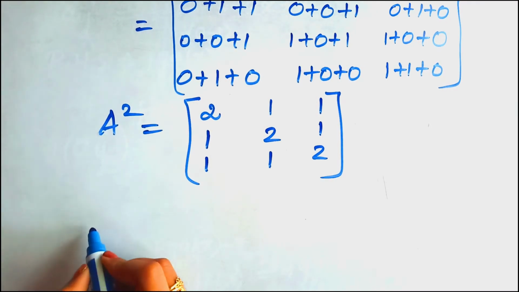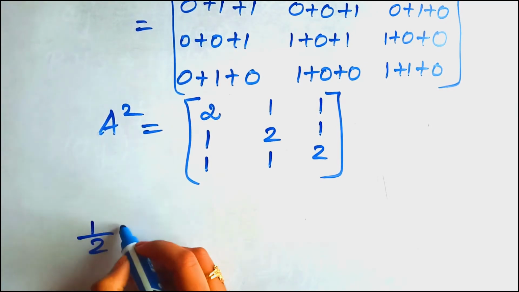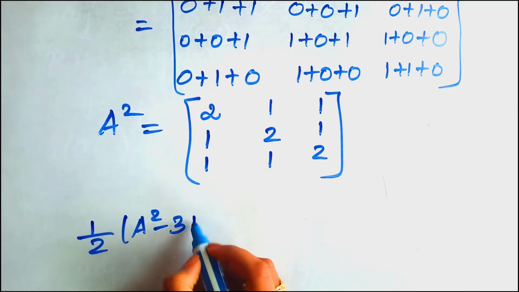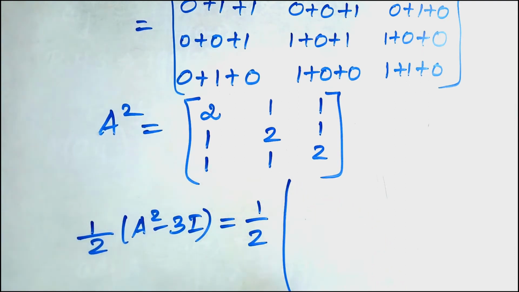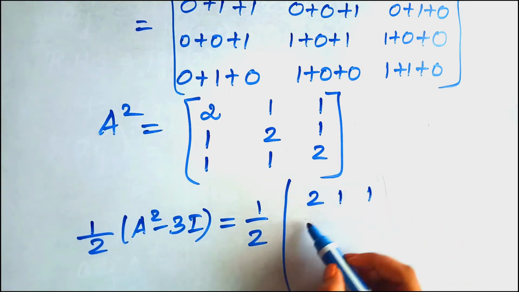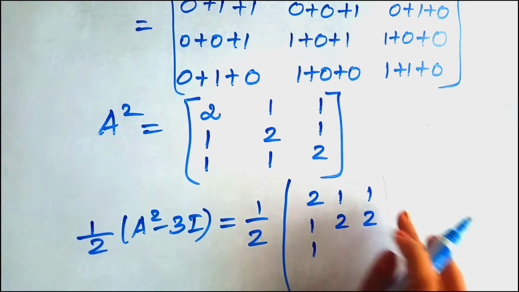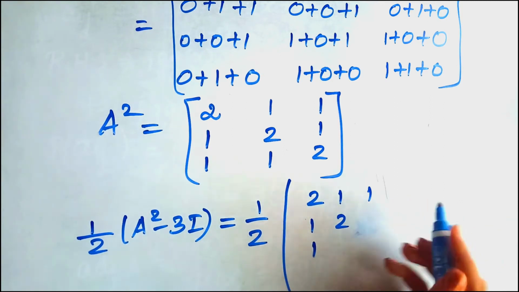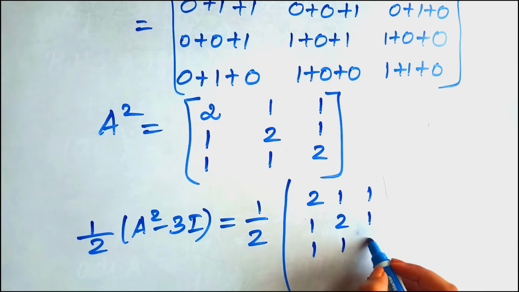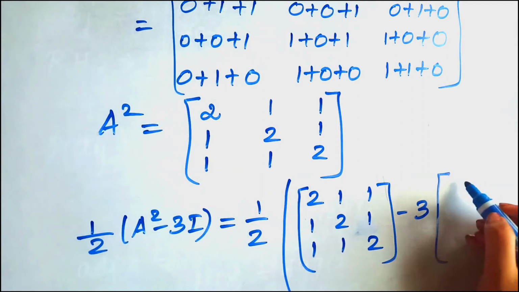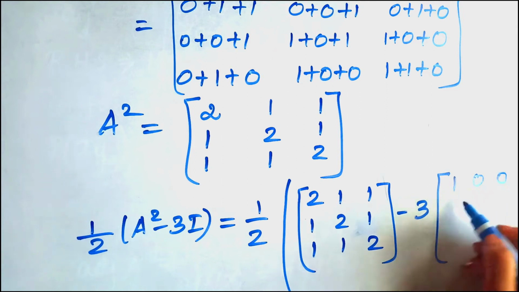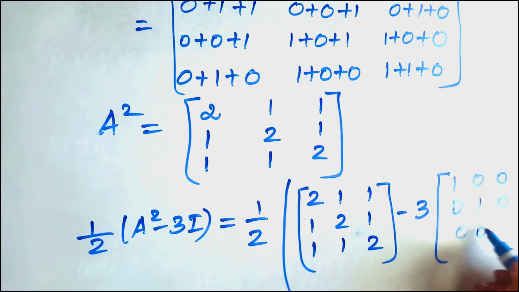Our value is nothing but 1 divided by 2 times A square minus 3I, right? So here we have to substitute 1 by 2 first, and then we are putting a bracket here, and then we are substituting the value of A square, which is 2, 1, 1, 1, 2, 1, 1, 1, 2, right? And then we are putting a minus symbol here, then a 3 here, and then finally an I, so we are substituting that here: 1, 0, 0, 0, 1, 0, 0, 0, 1, right?